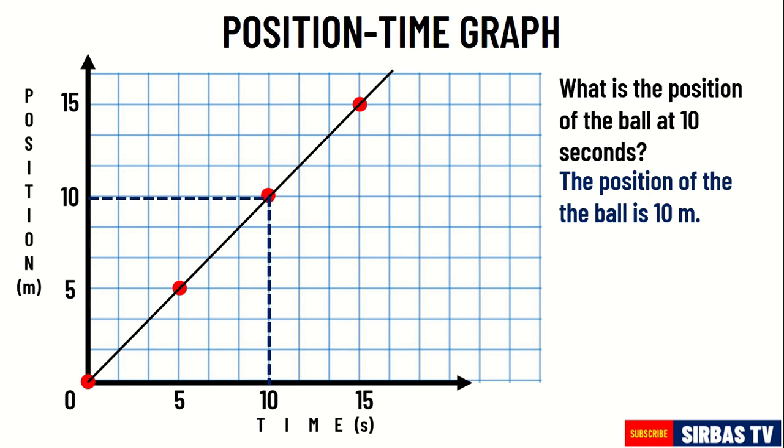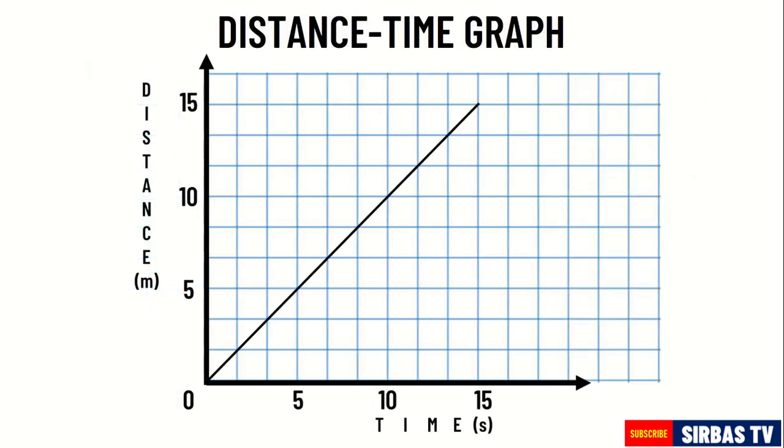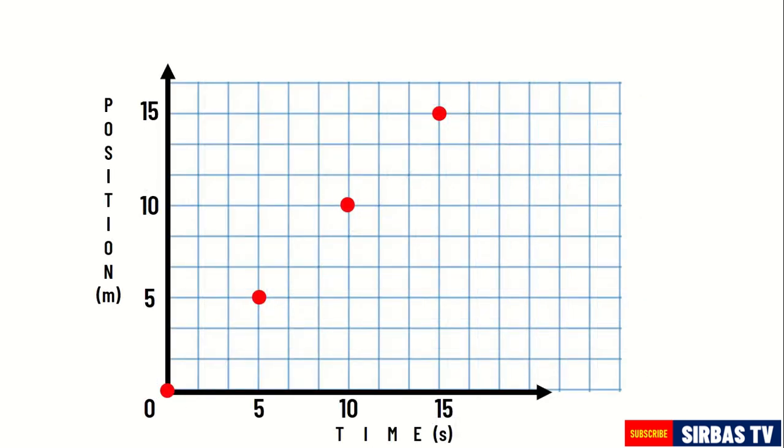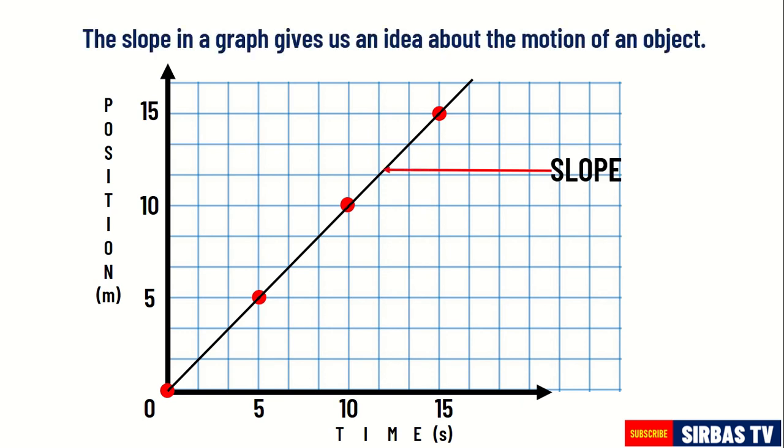When a graph is plotted in terms of distance traveled by the object and the time it took to cover such distance, the graph can be called distance-time graph. If the graph is plotted in terms of displacement and time, it is called displacement-time graph. The line that connects the points in a graph is called the slope. The slope in a graph gives us an idea about the motion of an object. Let us study the following slopes in a graph and their corresponding interpretation.